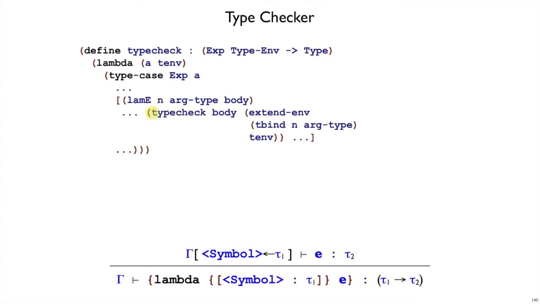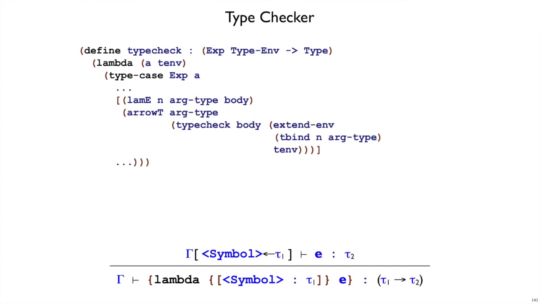As long as we get a type for the body, tau2, then we want to put that together as an arrow type with the declared type tau1. So we've got argtype, which is tau1, type checks result, which is tau2, so we put it together with an arrowT. And that is type checking a lambda expression.